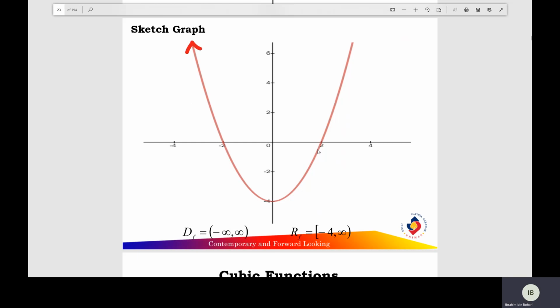You label the y-axis here and the x-axis of the function. And the domain of the function is all the values of x, all the real numbers, and the range of the function here is -4 to positive infinity.